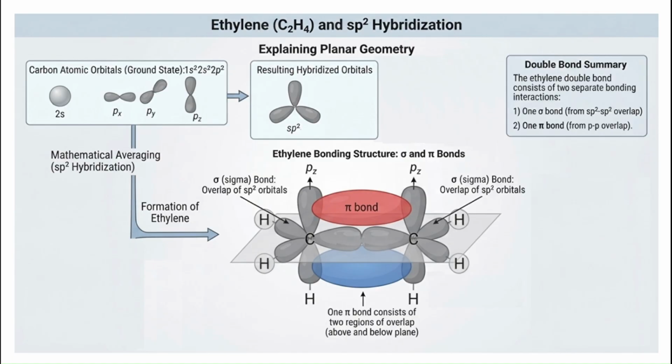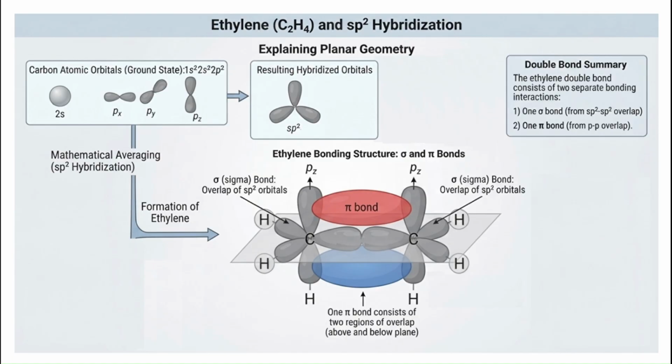In this case, each carbon atom only needs to form bonds with 3 other atoms. Therefore, each carbon atom only needs 3 hybridized orbitals. We will mathematically average the s orbital with only 2 of the 3 p orbitals. The remaining p orbital will remain unaffected by our mathematical procedure. The result of this mathematical operation is a carbon atom with 1 p orbital and 3 sp2 hybridized orbitals. We can use this hybridization state to explain the bonding structure of ethylene.